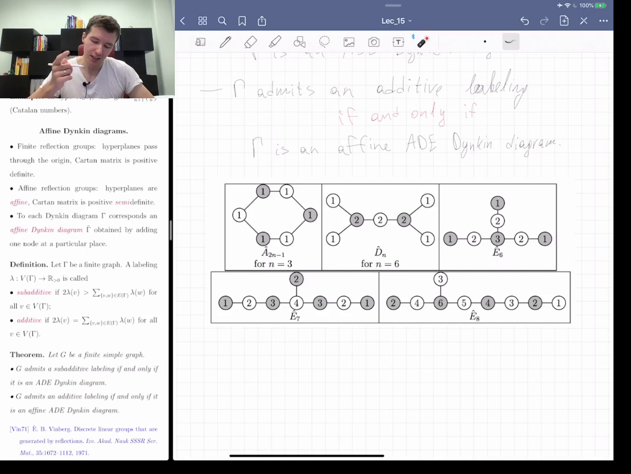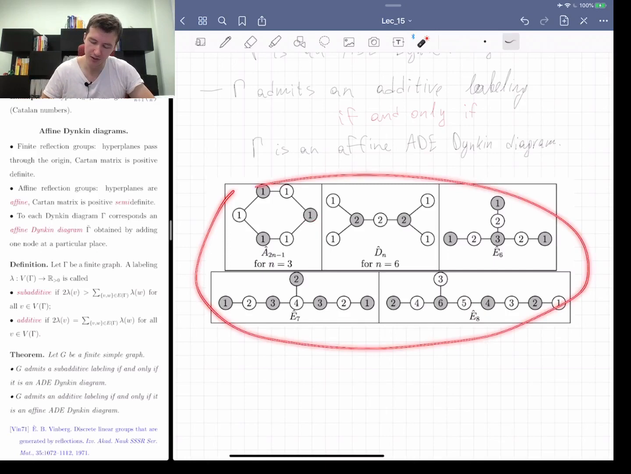And basically to get a subadditive labeling, you have to remove one node and then slightly modify these labels. Instead of 1, 1, 1, 1, 1, you put 1, 1 plus epsilon, 1 plus 3 epsilon, something like this, 1 plus epsilon squared, I don't even remember. But the point is that these are the fundamental labelings.